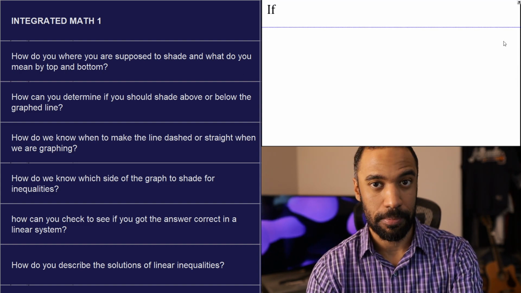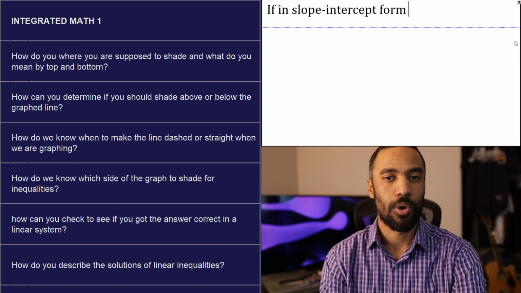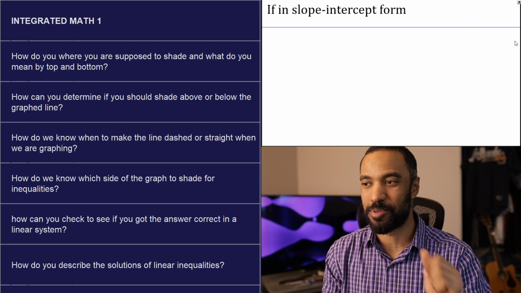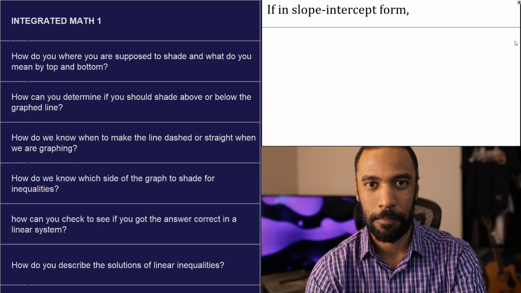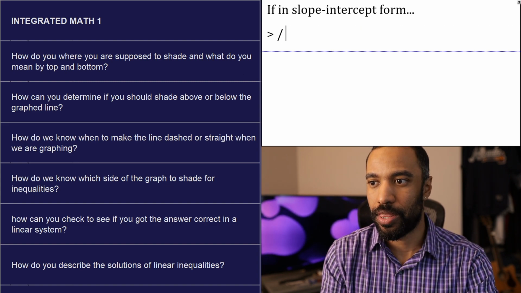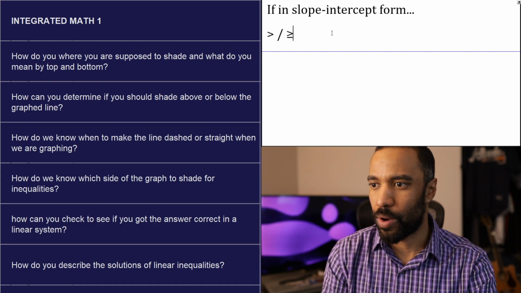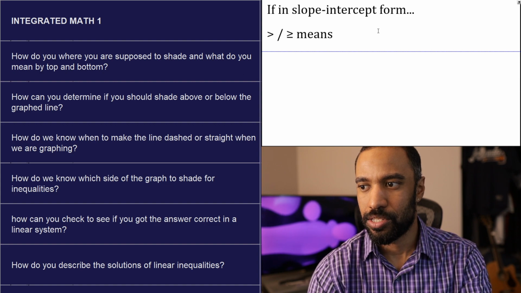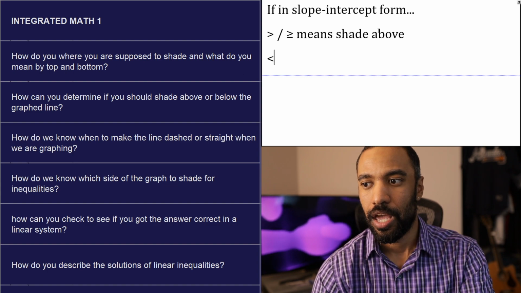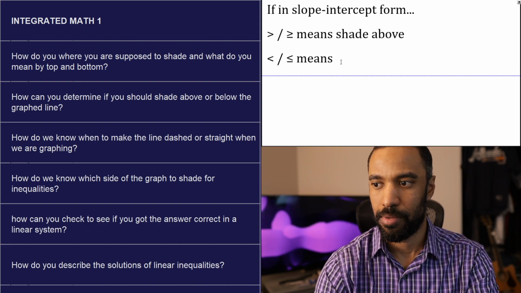If you're in slope-intercept form, and we're talking about y equals mx plus b, or in this case, y is greater than or equal to mx plus b, or y is less than or equal to mx plus b. If you're in slope-intercept form, greater than or equal to means to shade above the line. That's the side we'll shade on, above the line. Less than versus less than or equal to is shade below the line. Means shade below.